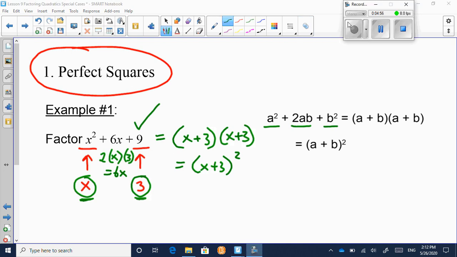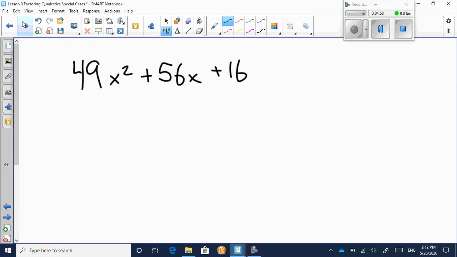All right, here we go. Okay, so how about this one? Again, we're trying to write this in factored form, and we're considering whether this is one of our special cases. So look at this. Is this whole first term a perfect square? And I notice that it is. Look at this. 49 is 7 times 7, and x squared is x times x. So that first one is 7x.